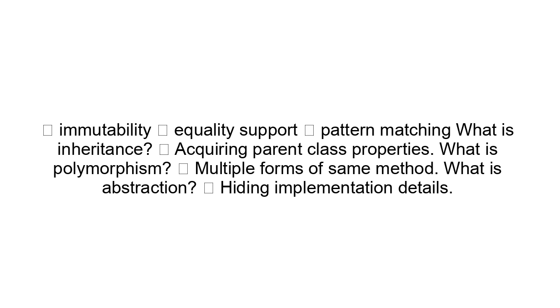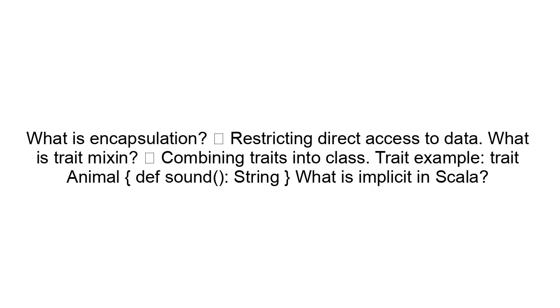What is inheritance? Acquiring parent class properties. What is polymorphism? Multiple forms of the same method. What is abstraction? Hiding implementation details. What is encapsulation? Restricting direct access to data. What is trait mixin? Combining traits into a class. Trait example: trait Animal { def sound: String }.